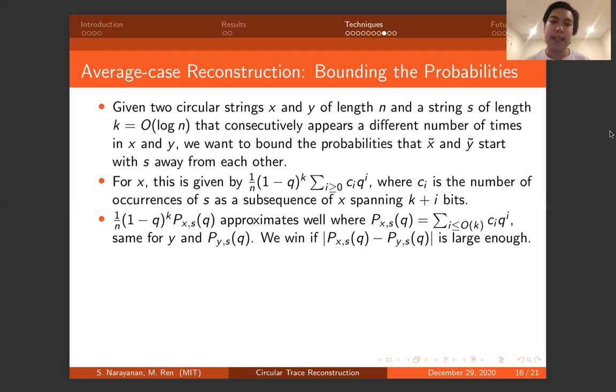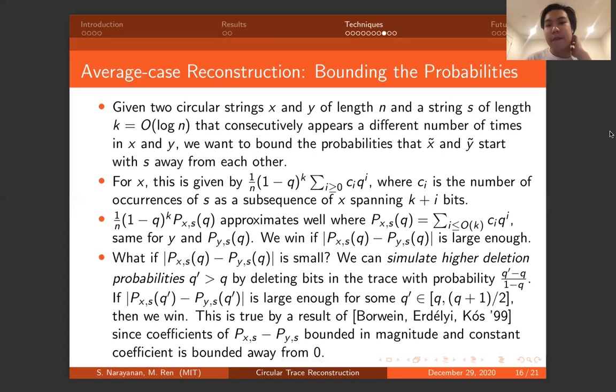And evaluating this at q gives us a good approximation for the probability that a trace from x starts with s. And we can do the exact same thing for y and find this polynomial p of y, s. And as long as p of x, s and p of y, s evaluated at q are far apart from each other, then by a Chernoff bound, we can figure out if our traces are coming from x or y. But there is the issue where p of x, s of q and p of y, s of q can be close to each other.